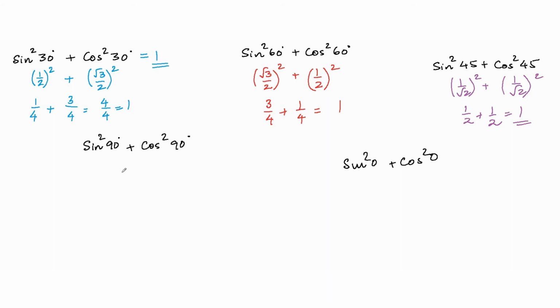Similarly, let's try with angle 90 degrees. So sine 90 is 1. So this is 1 square plus cos 90 is 0. That's 0 square and 1 square plus 0 square is 1 plus 0 which is 1. And again, let's try this with angle 0. So sine 0 is 0 and cos 0 is 1. So this becomes 0 square plus 1 square is equal to 1. You will notice that no matter what the angle is, sine square of the angle plus cos square of the angle is indeed equal to 1.